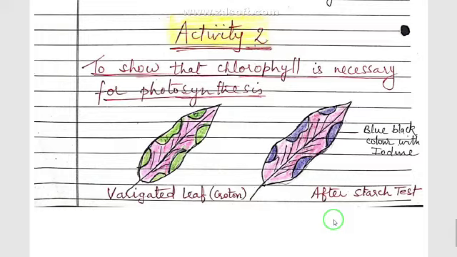We'll see that the leaf which was covered with black paper will give no blue-black color when iodine is poured over it, while the other leaves will give the blue-black color because those leaves were receiving sunlight and they performed photosynthesis, while the leaf which was covered with black paper did not receive sunlight and it has not performed photosynthesis and no starch is formed in that leaf, so it will not give any change when iodine solution is poured over it.